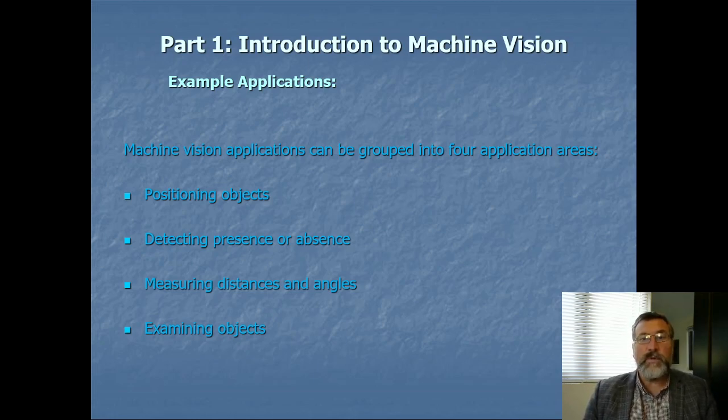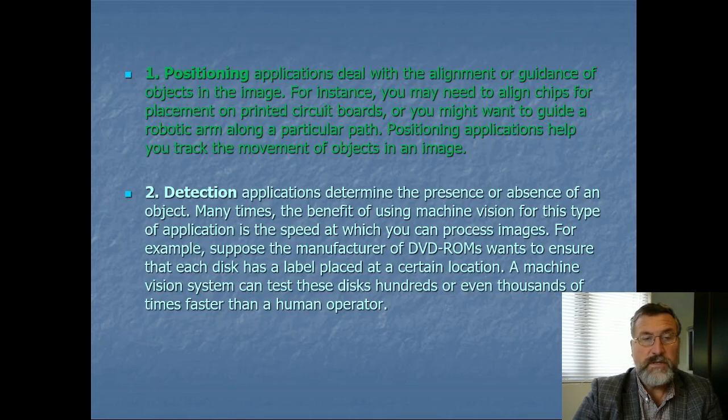There are four main application areas that I want to focus on and that we can traditionally use machine vision for. They are positioning objects, detecting presence or absence, measuring distances and angles, and examining objects, which can go into some depth. In our lab, we've got a specialization in surface examination, particularly with 3D defects. Now, just go on to the next slide.